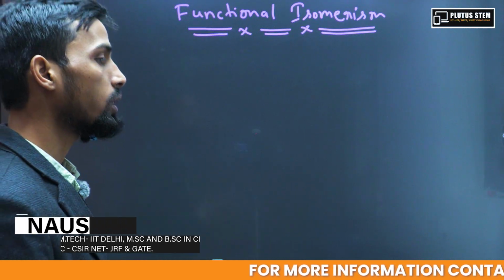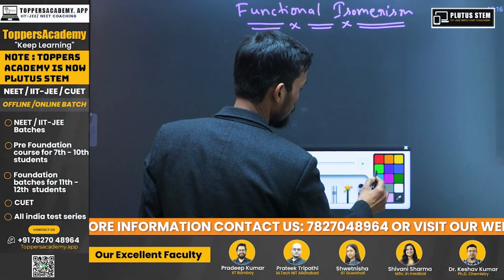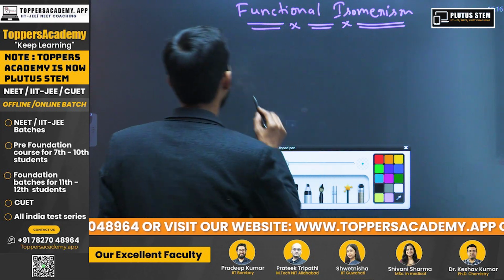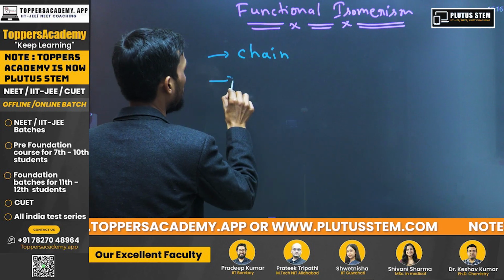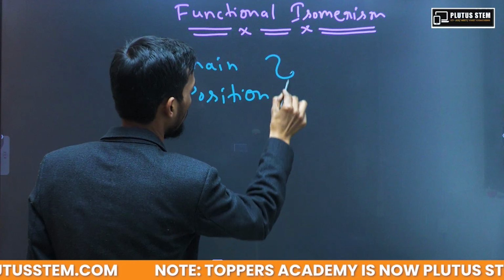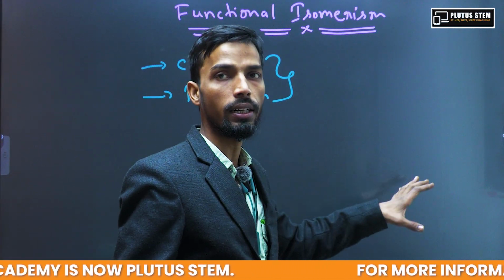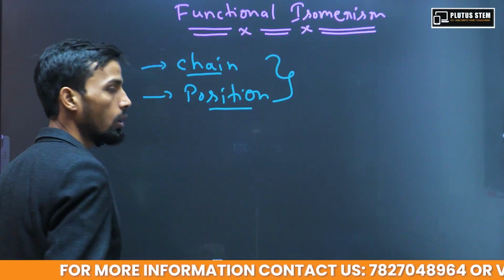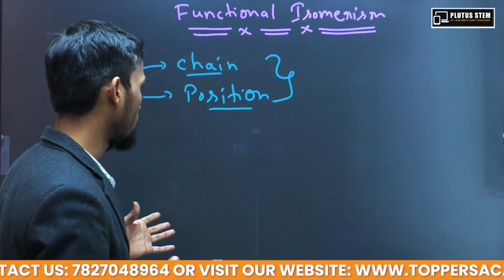So we are going to discuss today regarding functional isomerism. As you are aware, those who are watching this channel regularly, we have already discussed chain isomerism and position isomerism in the previous lectures. In these, we have discussed in quite detail how we can find out the chain isomers and position isomers, and what are the similarities and differences between these two isomerisms.